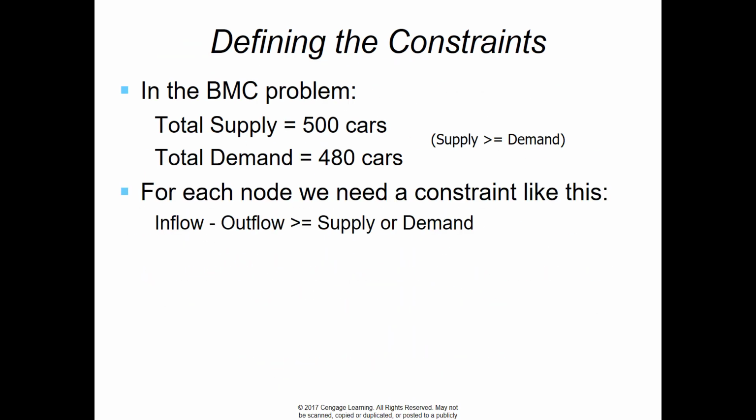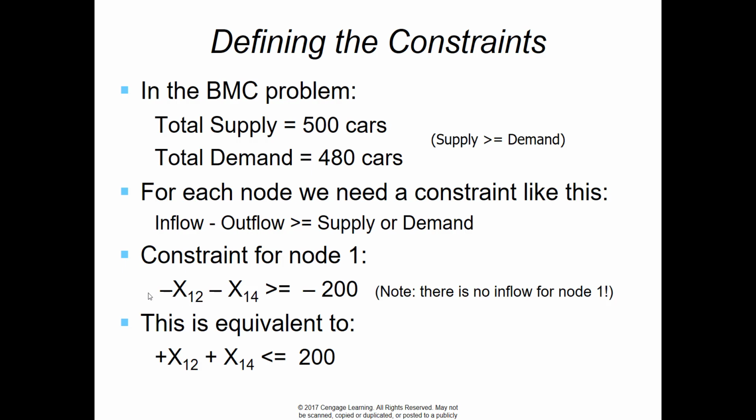So the equation becomes minus x12 minus x14 greater than or equal to minus 200. Now if you multiply this equation by minus 1, you are going to get x12 plus x14 less than or equal to 200. So basically this station can send up to 200 to stations 2 and 4, which makes sense, right? Because this station has 200 materials, it can send up to 200 to stations 2 and 4.